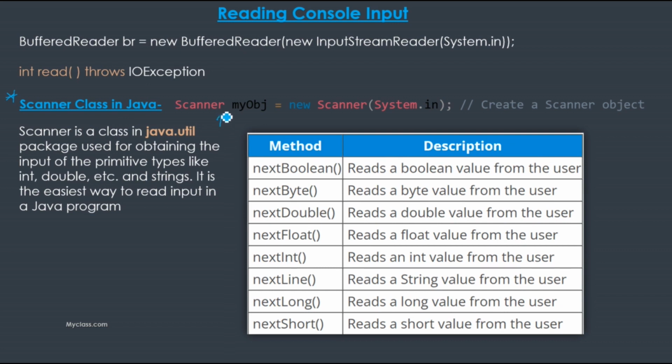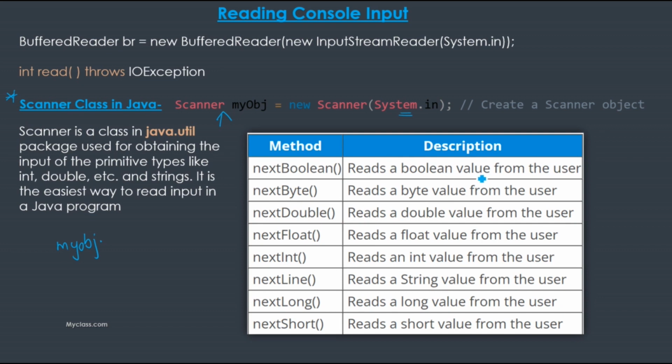That's why we are commonly using the Scanner class for reading console input. So how to create a Scanner class object? Scanner myObject = new Scanner(System.in). We are passing System.in when we are creating the Scanner class object. With this object, we can call different methods under the Scanner class: nextBoolean, nextByte, nextDouble, nextFloat, nextInt, nextLine, nextLong, and nextShort. The name itself describes the meaning.